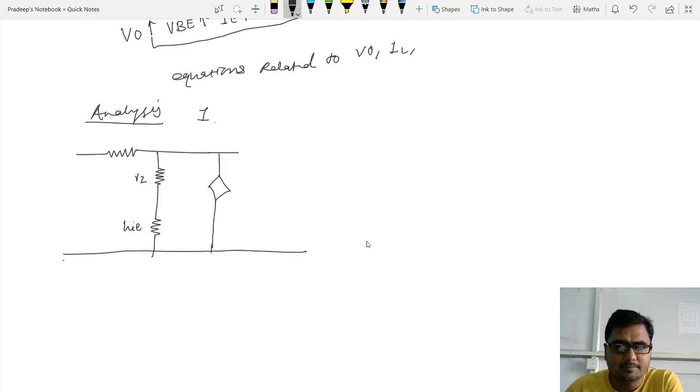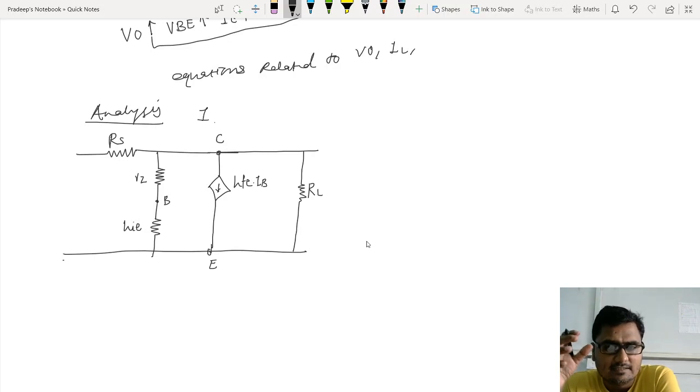Look at this. This is the hybrid model of a transistor. This current is HFE multiplied by IB. And here somewhere I have the load resistor which is connected. I will call it RL. So this is RZ, this is RL, HFE IB. Here is the base of the transistor, here is the collector, and this is the emitter terminal of the transistor. Have you ever seen this circuit? Obviously not, because this is the hybrid model.